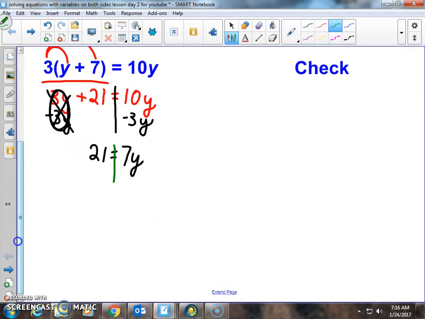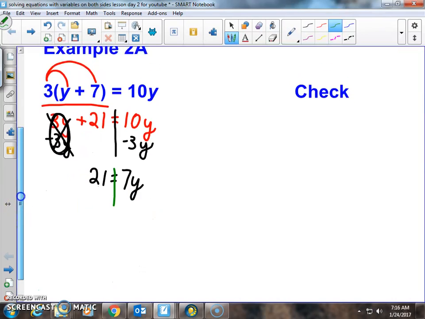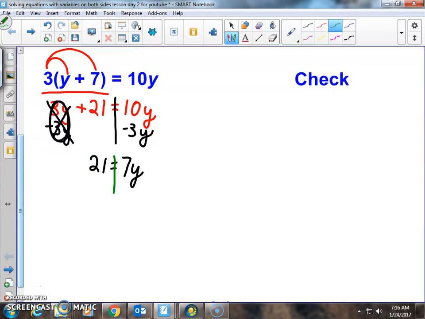Again, our job is to always get the variable all alone. So to do that, 7 times y, the inverse is to divide by 7. So I'll divide by 7 on both sides, and 21 divided by 7 I know is 3. And 7 divided by 7 I know is 1, so 1y is just y. So I'm almost positive that y should be 3.